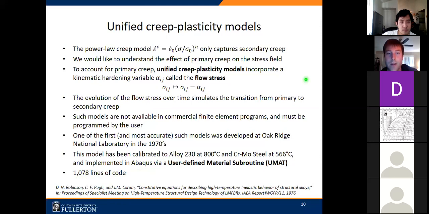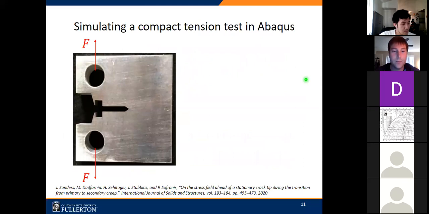But that's what we did. And once we had that UMAT, we could use Abaqus to simulate a compact tension test where the material undergoes primary and secondary creep. So this is the scenario we want to simulate. Do you notice anything special about this geometry? Does anybody want to comment on the geometry? It's symmetrical. Yes, very good. The geometry is symmetric and the applied loads are symmetric.